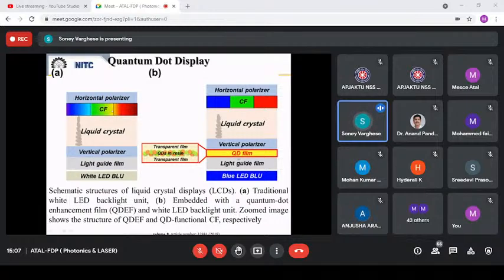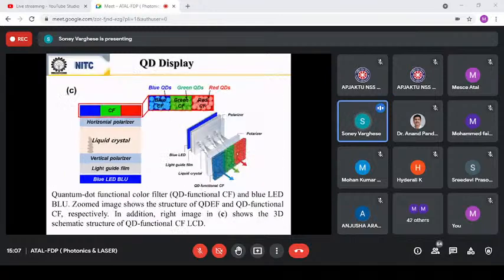But on this other side, you are introducing an extra film, which is a quantum dot film, right? So the quantum dots will improve your colors, because you are getting better colors from the quantum dot emissions, right? So that way, you can expect an improvement in your display performance.